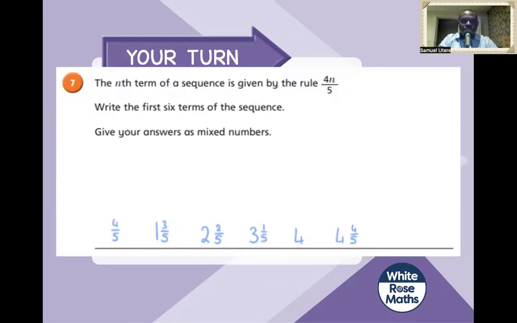Here are the answers. So here the question is, the nth term of a sequence is given by the rule 4n over 5, so 4n divided by 5. Write the first 6 terms of the sequence. Give your answers as mixed numbers. You say, oh, I get this. What's really going on? So the first one is 4 over 5. So the second one will be 4 times 2 over 5.